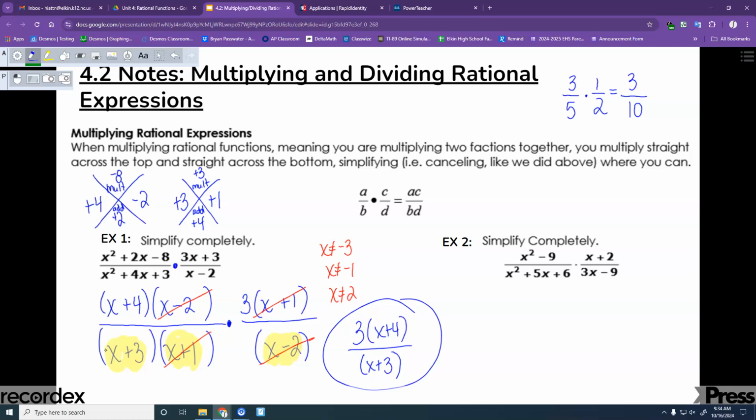So it is really just a bigger version of the problems we've already been doing, right? You're factoring, you're looking at excluded values, you're canceling out. Okay. Students who can factor well do well with these problems. Students who cannot factor have trouble.